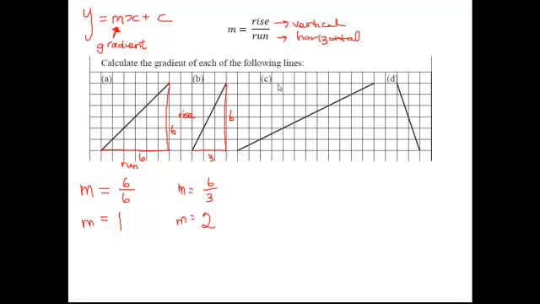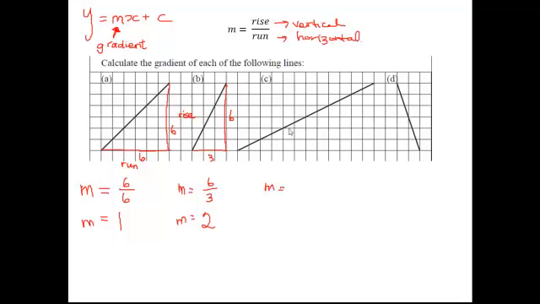Now for C, do you think it's going to have a gradient that is less than the first one or more than the first one? So do you think it has a gradient of less than 1 or more than 1? Try and guess just based on the steepness of the line. Okay, let's see if you are right.